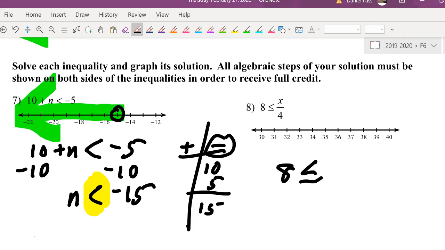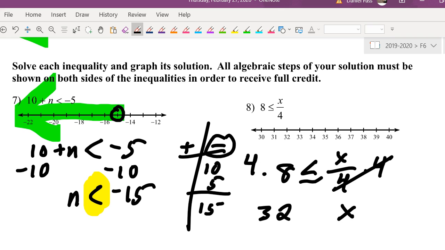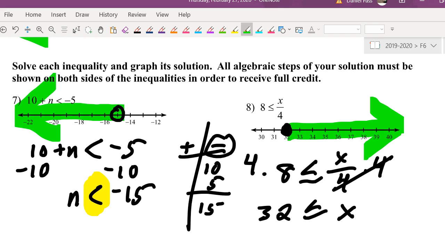Okay, 8 is less than or equal to x over 4. What do we do on both sides? Multiply by 4. Now, if you do not show your work on both sides, do you get full credit? No, you don't. Do we change the inequality sign? No, we do not because we multiplied by a positive. So 32. x is on the open side. Open right. This one's to the right. Good job.